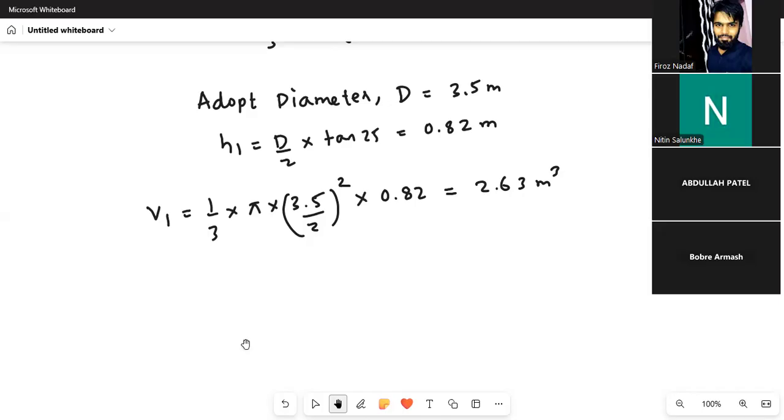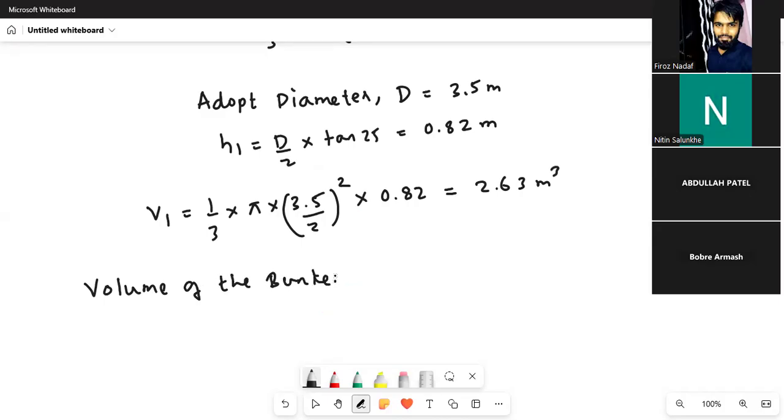Total weight that needs to be retained. Total weight of the material. So from that you can find the volume of the bunker. Okay. So volume of the bunker equals weight that needs to be retained divided by density of the material.